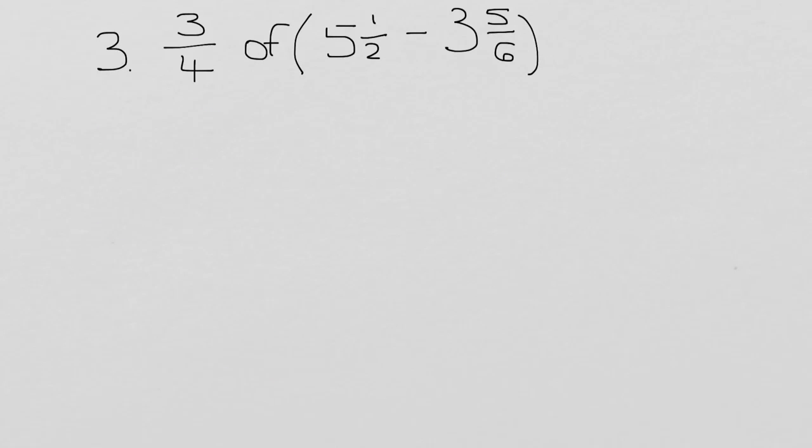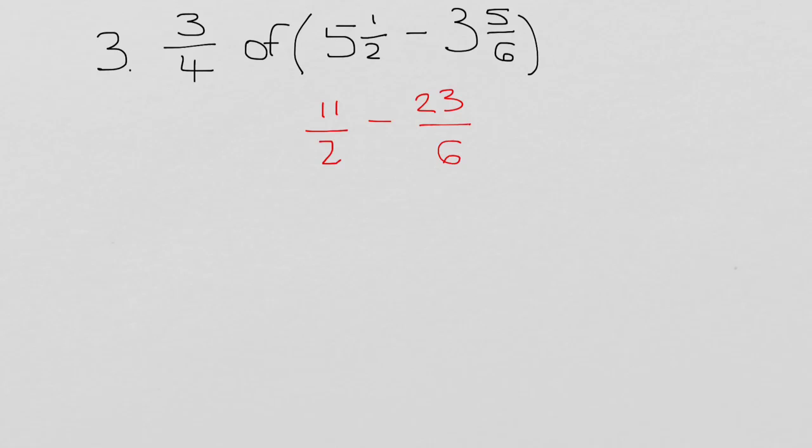There are various ways to do question 3. What you do have to make sure you do is deal with the brackets before anything else. So a way of doing this, 5 and a half subtract 3 and 5/6, you may want to turn into improper fractions. So 5 and 1/2 is the same as 11 halves, 11 over 2. 5 times 2 is 10 plus the 1 is 11. Then 3 times 6 is 18. 18 plus 5 is 23.